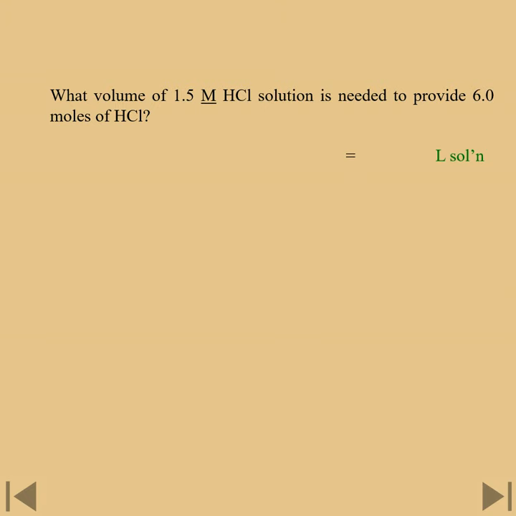Okay, step 2, which of these numbers has a single unit attached? Not that big M bar. Again, we might want to pull it out and identify that's 1.5 moles of HCl per liter of solution. And that makes it clear that it's the 6 moles of HCl, the hydrochloric acid, that we're starting with.